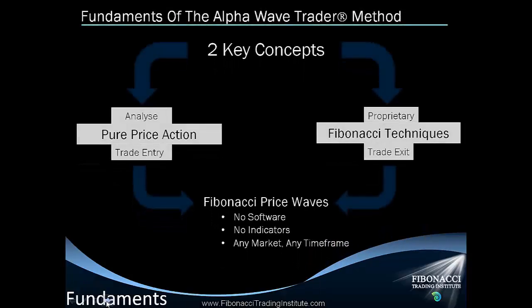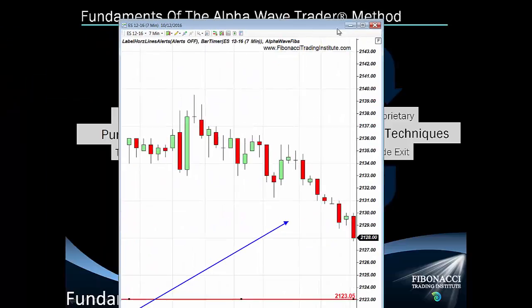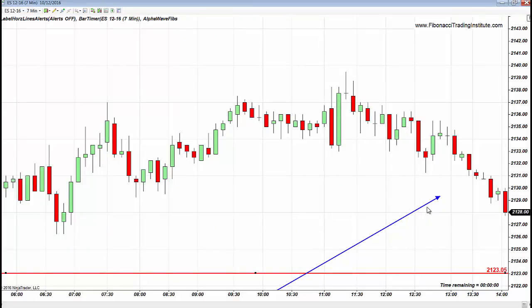In summary, price gives you where the entry is. Fibonacci shows you where the exit is. No software, no indicators used of any kind. This is what you pay attention to. This is what you master. You install the Fibonacci tool on your platform and you identify what you want to trade.